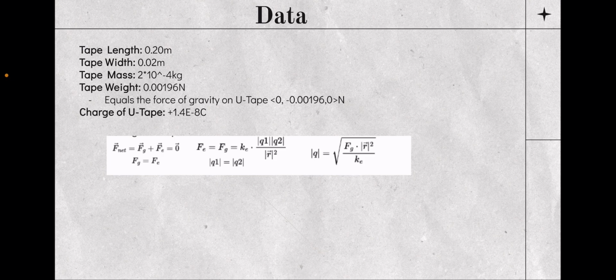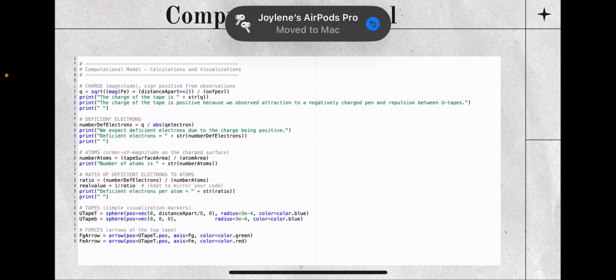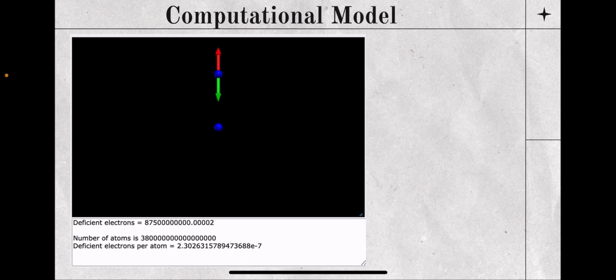Now, looking at our data, we can see that the tape length is 0.02 meters, while the width is 0.02 meters. The tape mass is 2 times 10 to the negative 4 kilograms, and the tape weight is 0.00196 newtons. Using Coulomb's law, we can figure out that the charge of the tape is 1.4 times 10 to the negative 8 coulombs. Putting this all into the computational model with this GlowScript code, you can see that the result from the computational model looks similar to the free body diagram given.